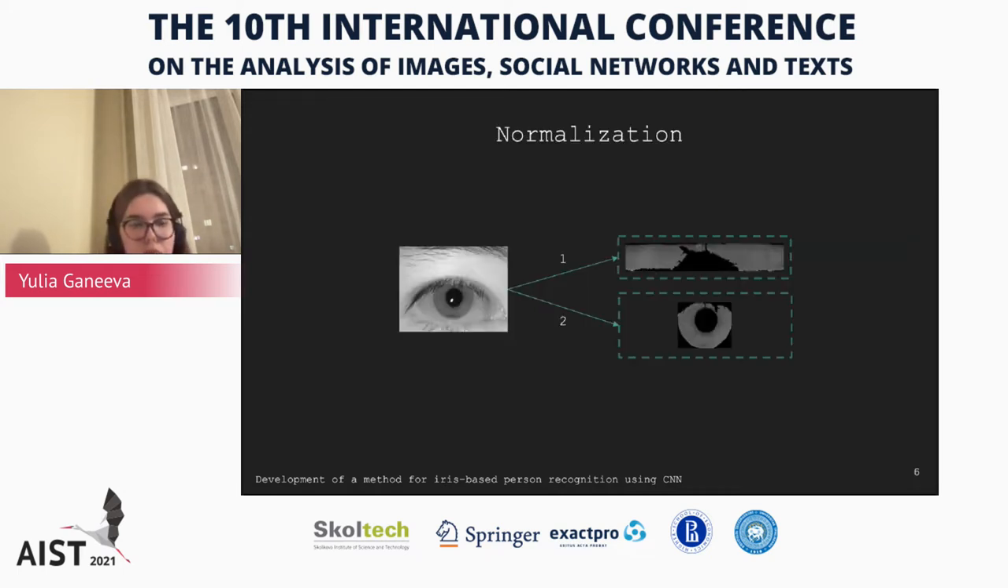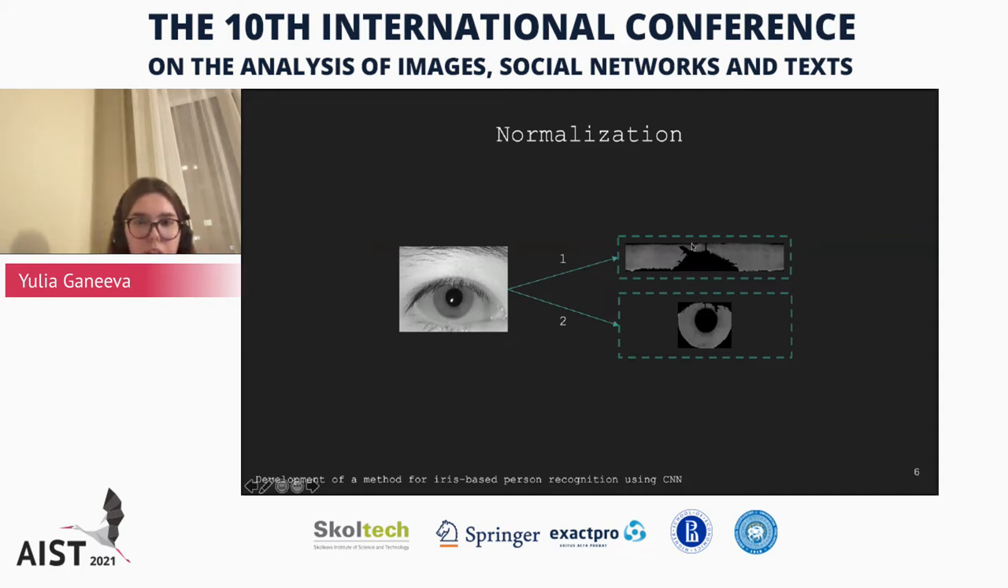In our work, we consider two approaches for data normalization. The first approach to normalization was proposed by Daugman. In essence, the approach is to convert the localized iris region from a Cartesian coordinate system to a polar coordinate system. As a result of the conversion, you can see number one on this slide.